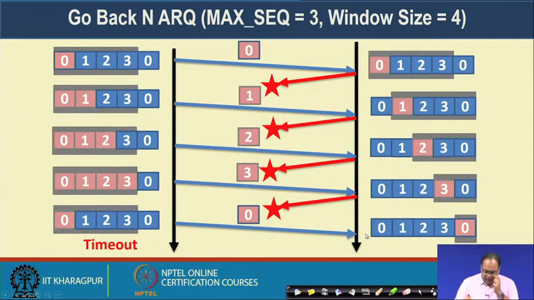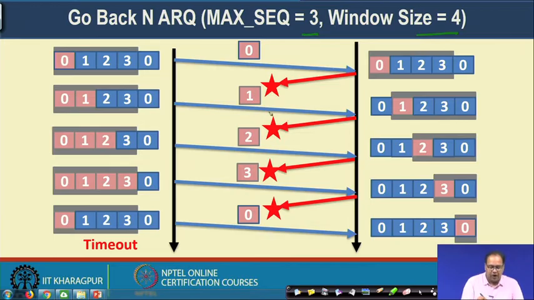So, here is an example. Here I am taking an example where your max sequence is equal to 3 and window size is equal to 4. Max sequence equal to 3 means you have 4 different sequence numbers 0, 1, 2 and 3, and I am making the window size equal to that. Now think of a scenario where the sender has transferred frame 0. The receiver has received frame 0 and sent back the acknowledgement, but the acknowledgement is lost. Then the sender has transmitted frame 1. The receiver has shifted its window.